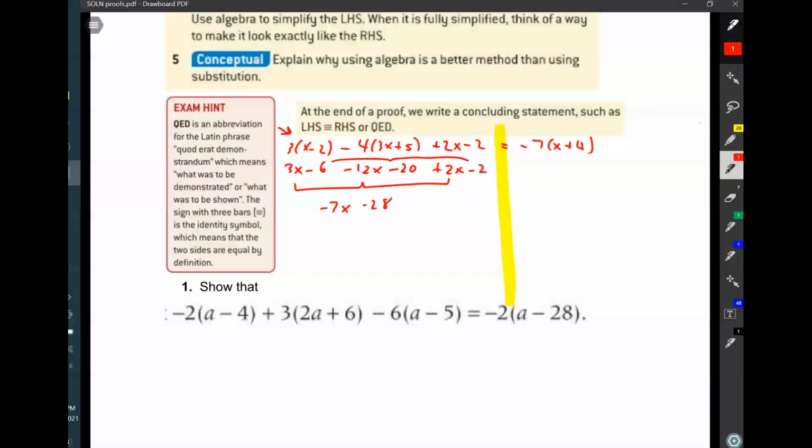And then we don't have it quite looking like the right side. The right side has a -7 coefficient out front. How about if we factor out -7?